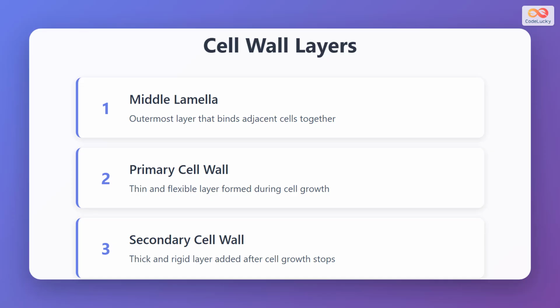The cell wall consists of three distinct layers. The middle lamella is the outermost layer that acts like glue, binding adjacent cells together. The primary cell wall is a thin and flexible layer that forms during active cell growth, allowing the cell to expand. The secondary cell wall is a thick and rigid layer that's added after the cell stops growing, providing maximum strength and support to mature cells.